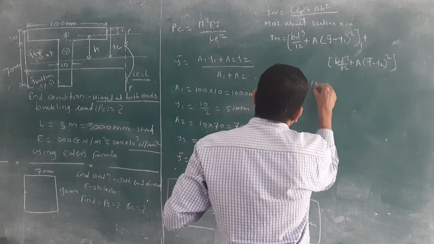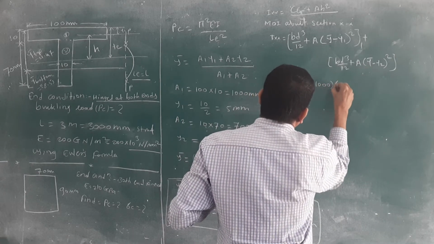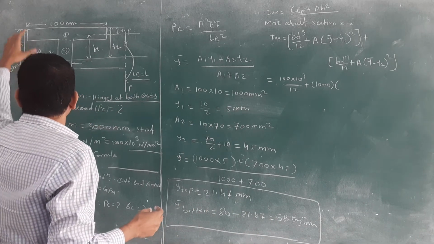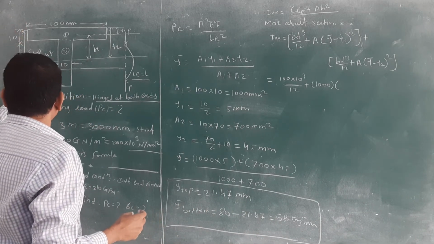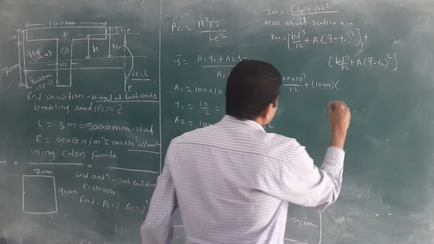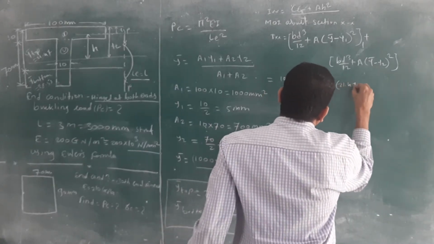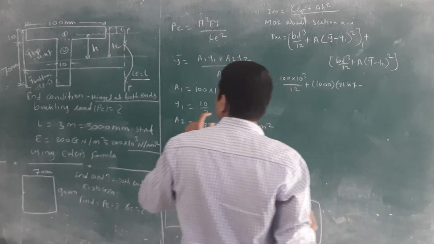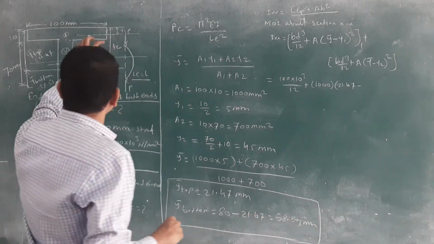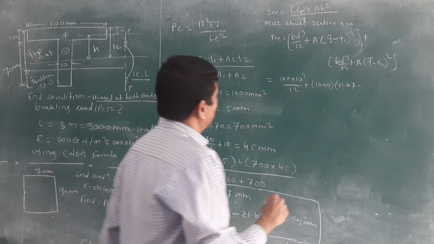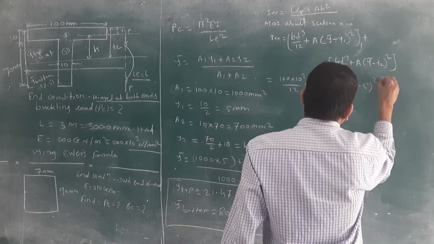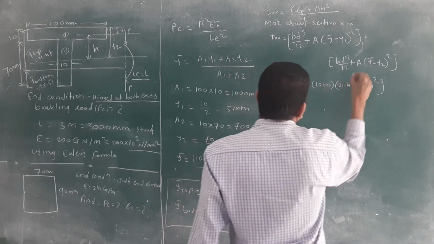1000 is there. 1000. What is the y bar? You should take y bar top, because we are starting from the top. 21.47 minus what is the y1? 5 mm. Means what is the y1? y1 is 10 by 2. Again, you will get the 5 bracket square. Okay, this is for the first part.